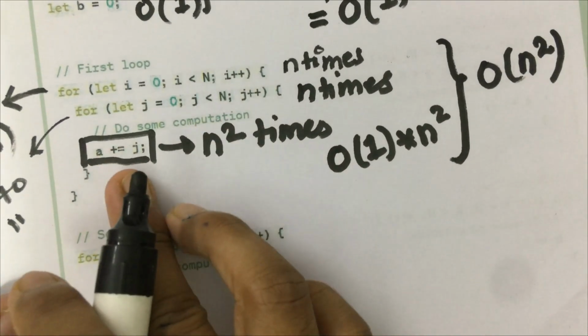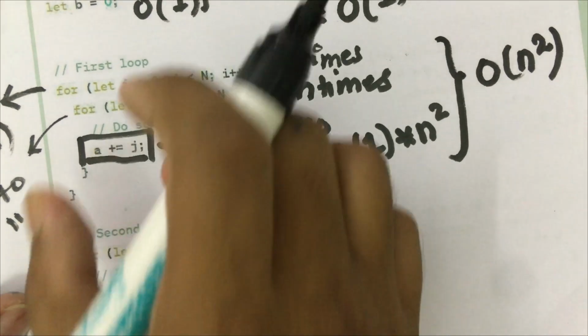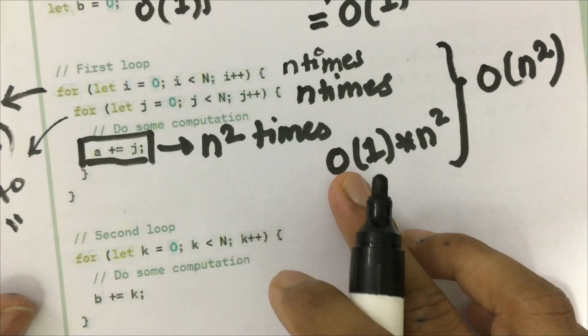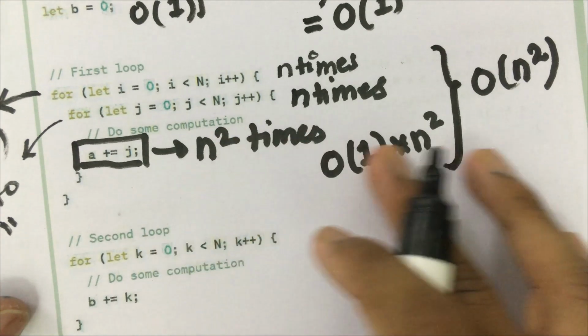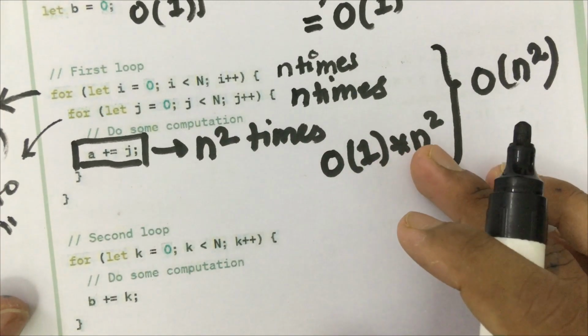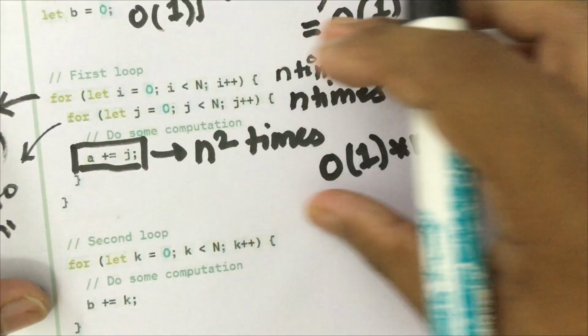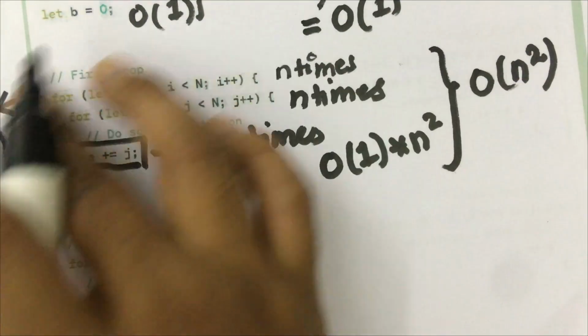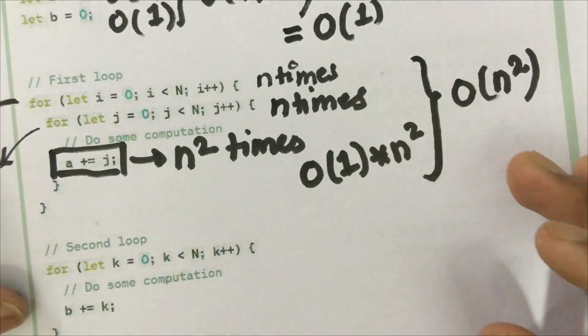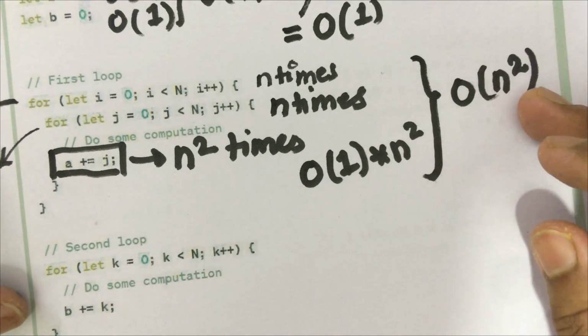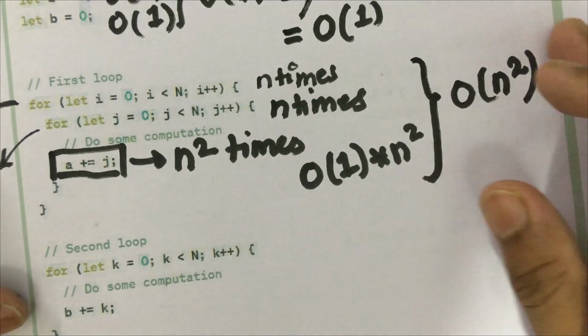This very statement will run n square times. It is an initializing statement, so it has a big O of 1. So this will run O(1) times n square times. So if you take out the big O of this fragment, how many times this very code will run would be n square times. So the big O turns out to be O(n square). So all of these things are ignored, and we consider this part.